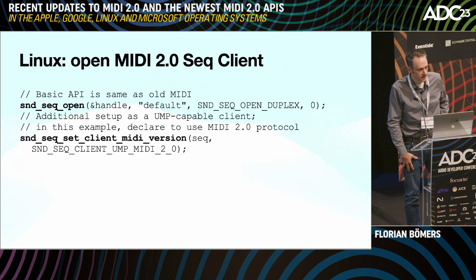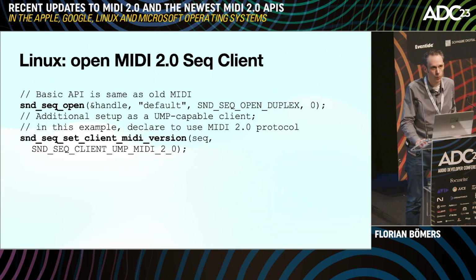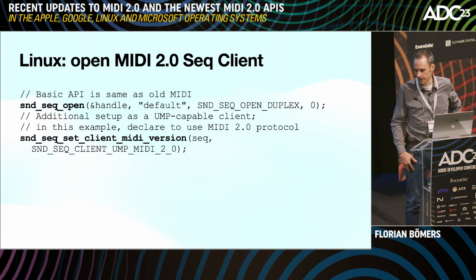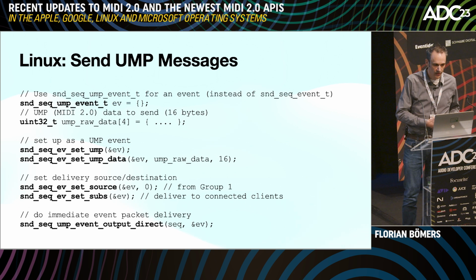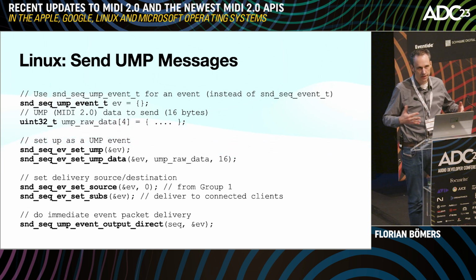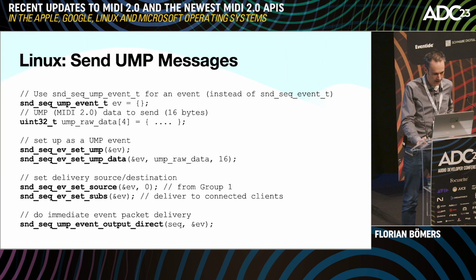So because this is really new, I wanted to show you some examples of how this works. Opening the sequencer instance is the same as with MIDI 1.0, but then there is a new function, set client MIDI version, where you set the version to MIDI 2.0. And for sending UMP messages, it is similar to how you would do that with MIDI 1.0, but instead of constructing a MIDI 1.0 event, this is now a UMP event.